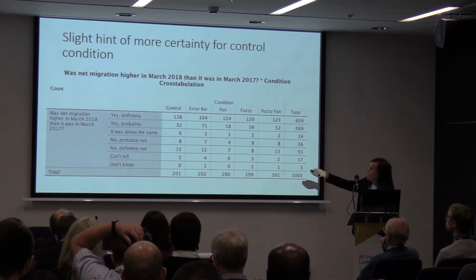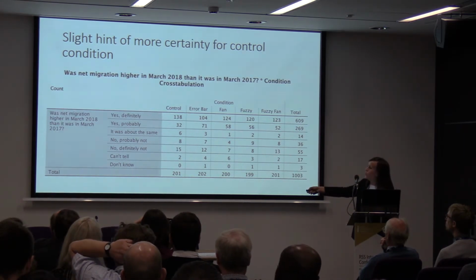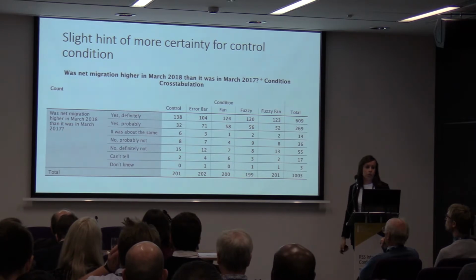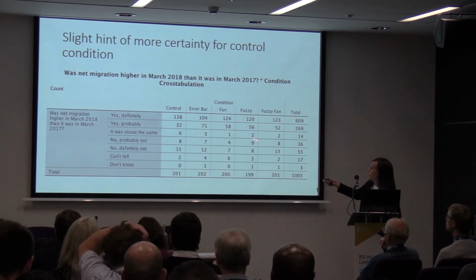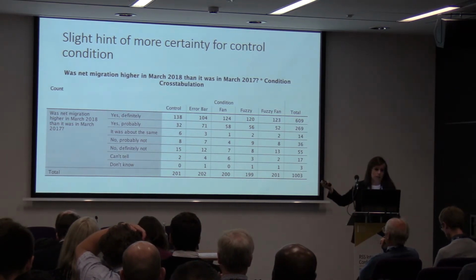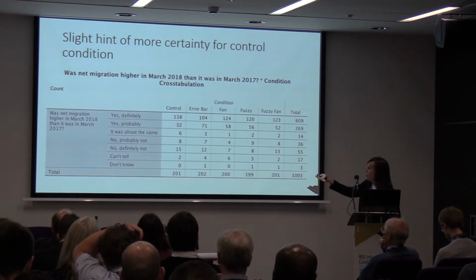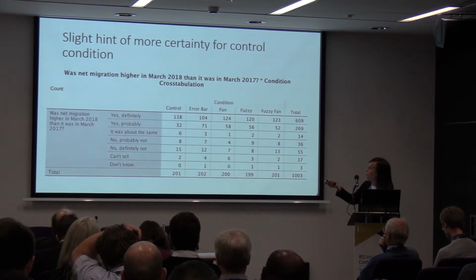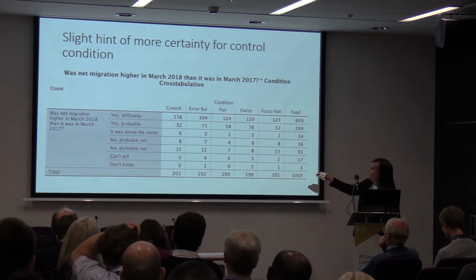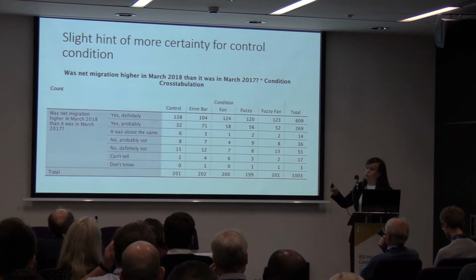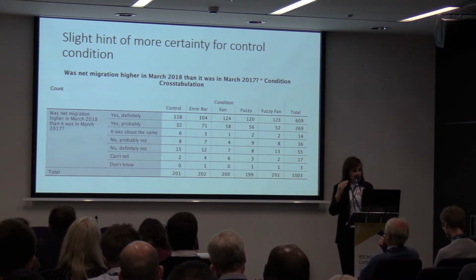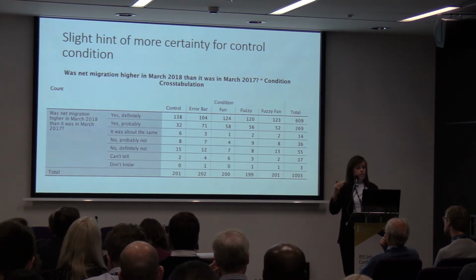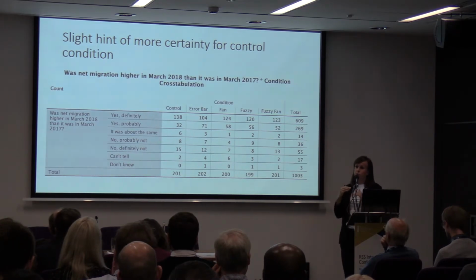And if we look at this control, which is the one that doesn't have any uncertainty on it, overall we see that most people are saying yes. Overall, most people are getting it right, that they can see that there was an increase in net migration. But what we're seeing here is that when you've got no uncertainty, we're seeing a higher proportion of people saying yes, definitely, as opposed to yes, probably.